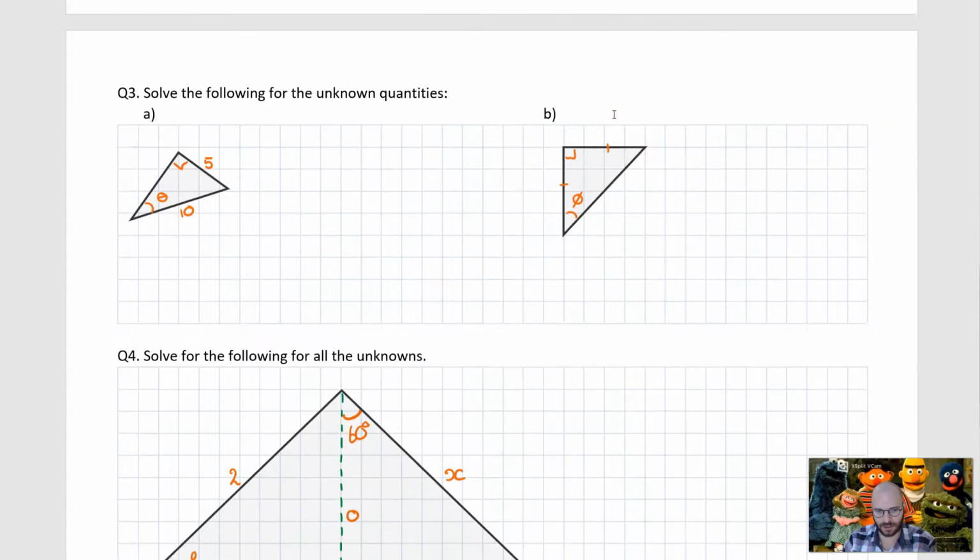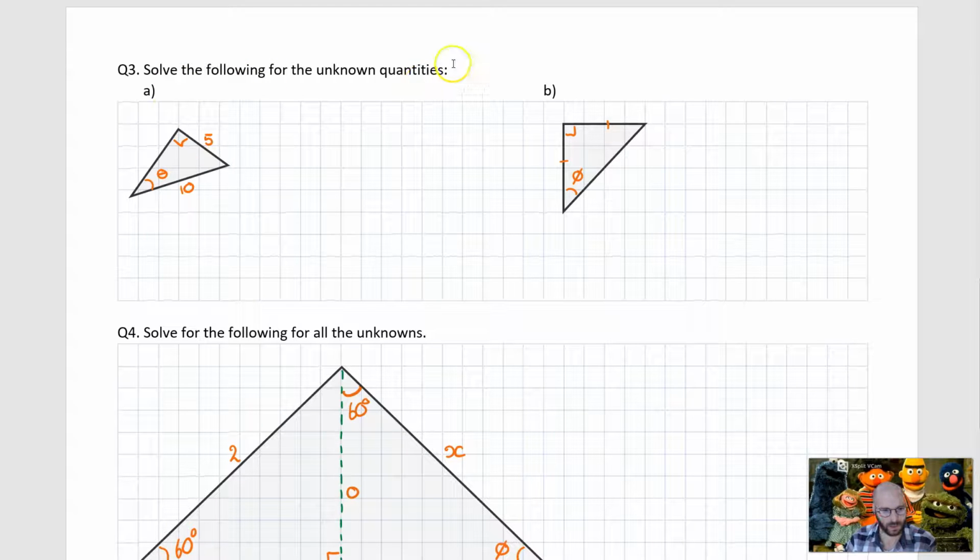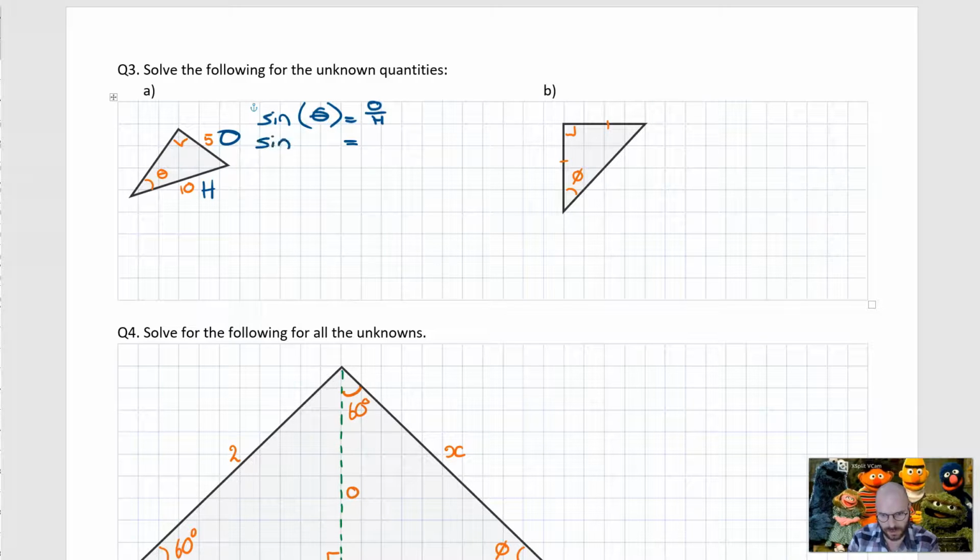Now let's turn our attention to question 3. We want to solve the following for the unknown quantities. In this case, we've got an angle of interest, theta, and we've got two known side lengths, 5 and 10. What we're going to do is label this triangle once again using our quantities. The side length opposite is obviously the opposite, and we're also working with the hypotenuse. So we've got our theta, our opposite, and our hypotenuse. That means we're using sine theta equals opposite over hypotenuse.